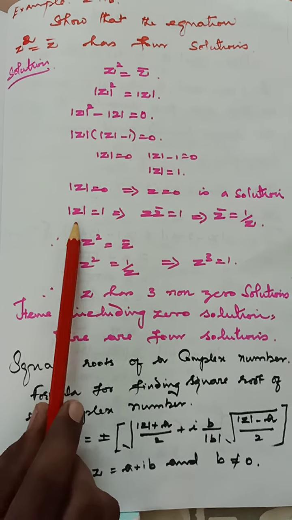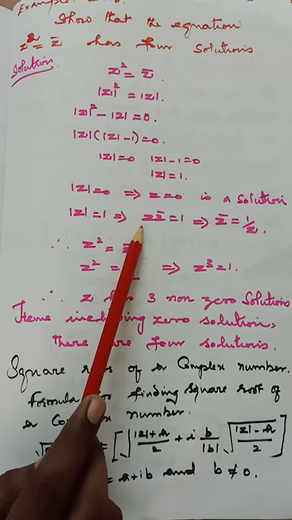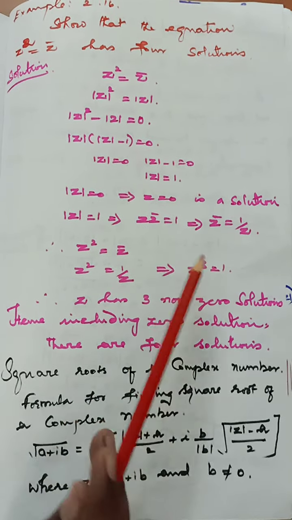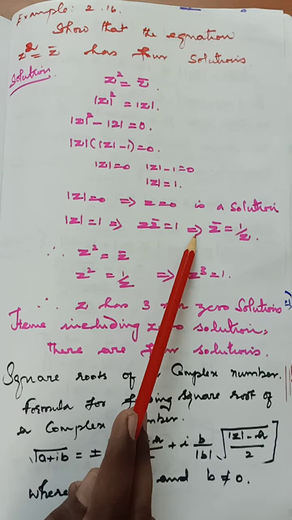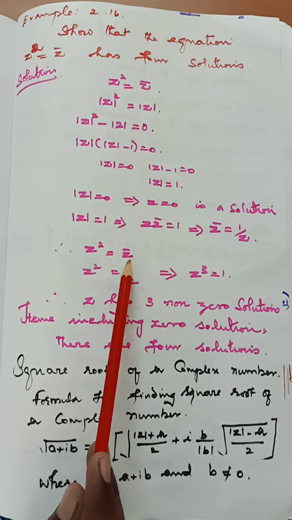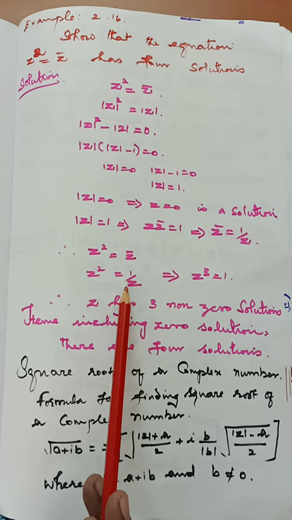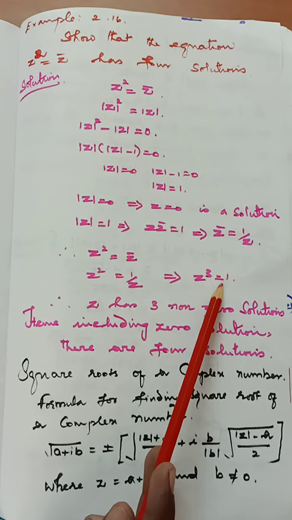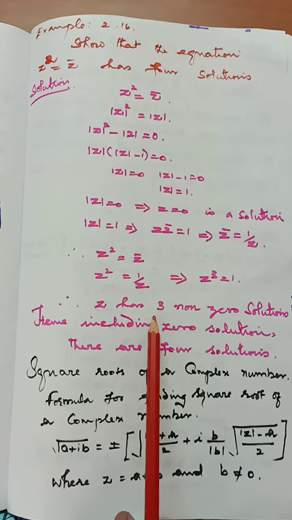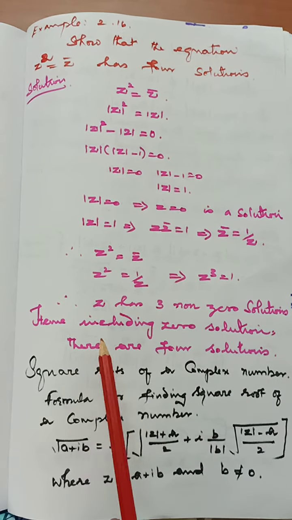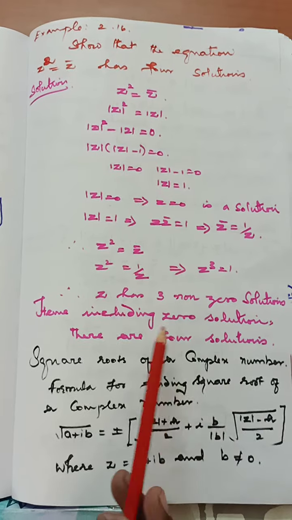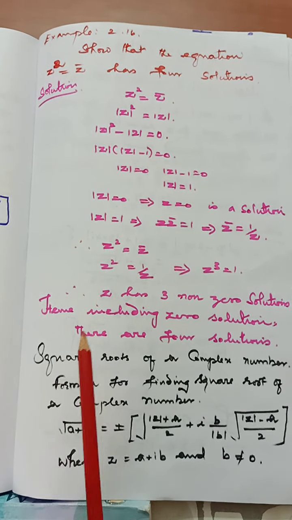Now mod z equals 1 implies z z bar equals 1, that implies z bar equals 1 by z. We replace this in the question, that is z squared equals z bar. We replace z bar by what we found, 1 by z. So it will be z cube equals 1. So it is a cubic equation. You have 3 solutions, so z has 3 non-zero solutions. Hence, including the 0 solution, there are 4 solutions. So this is also one of the important questions.